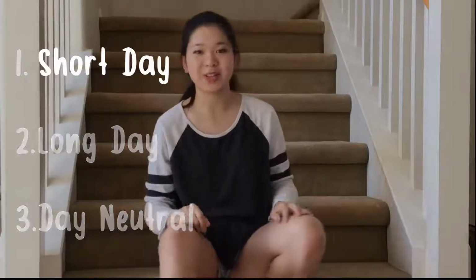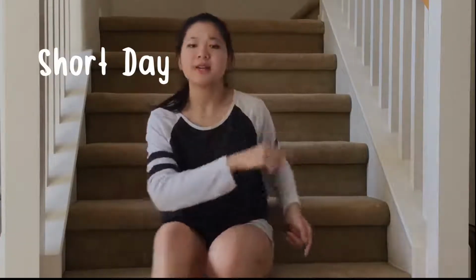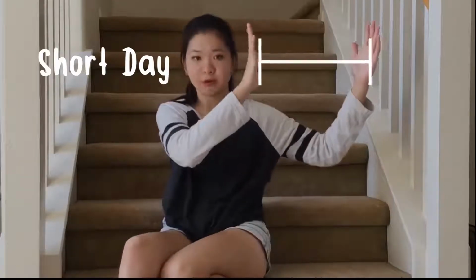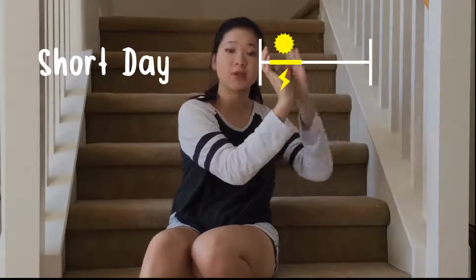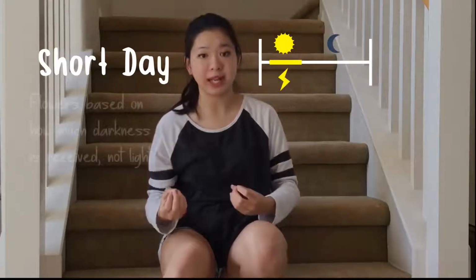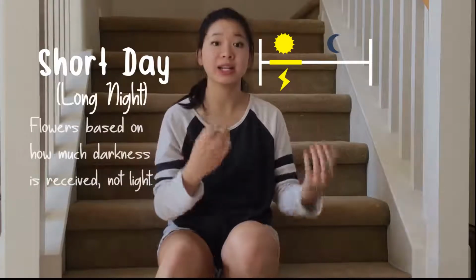Let's start with short day and long day. Despite its name, these plants actually flower depending on the amount of darkness you give them rather than light. Think of it like this. If this was the timeline for your day, for a short day plant, this would be the amount of light you get and the rest would be night. So in essence, a short day plant is in fact a long night plant.